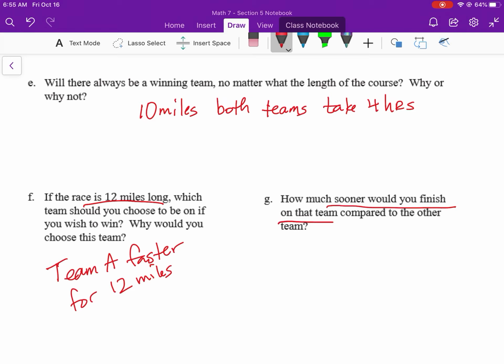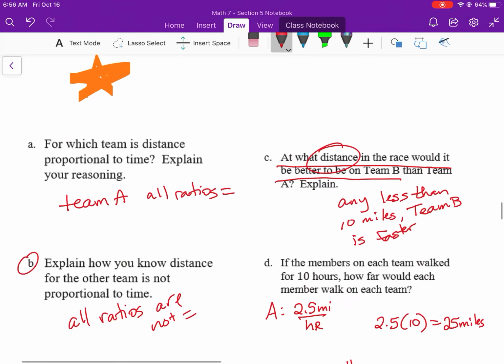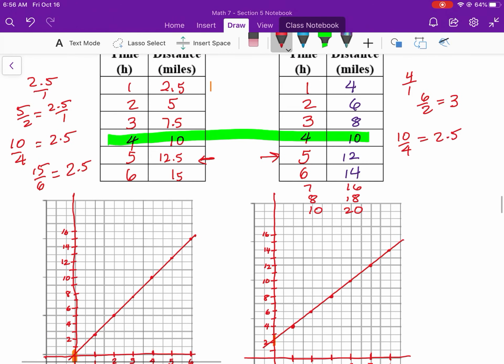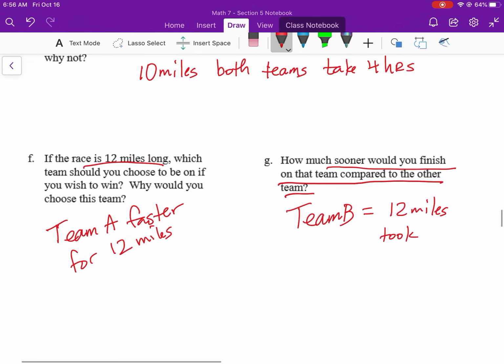How much sooner would you finish on that team compared to the other team? Interesting, right? So Team B to go 12 miles took, how long? I have to go back up and look. 12 miles took 5 hours. How long does Team A take? Well, I don't know exactly yet. I know 12.5 took 5 hours, but that's not the question.